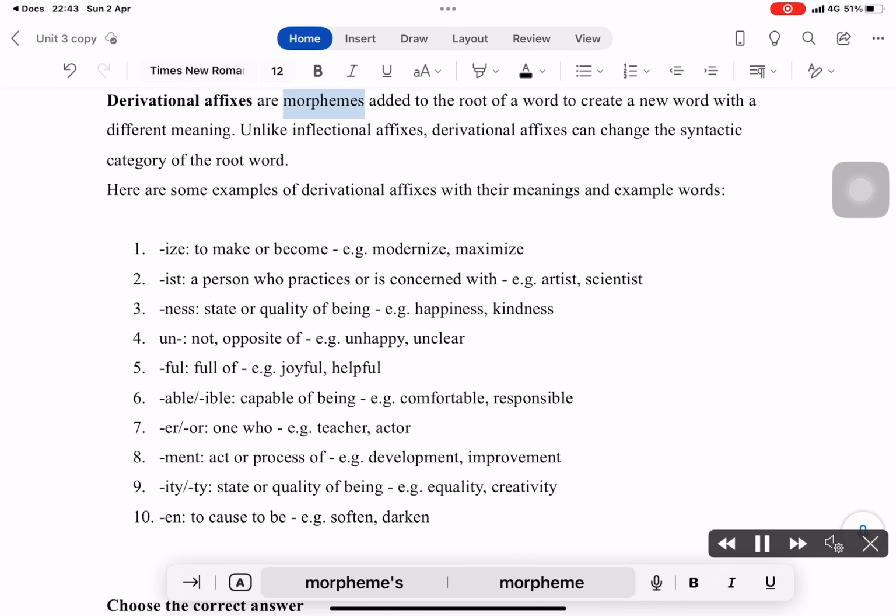Derivational affixes are morphemes added to the root of a word to create a new word with a different meaning. Unlike inflectional affixes, derivational affixes can change the syntactic category of the root word. Here are some examples of derivational affixes with their meanings and example words. Ize, to make or become, e.g. modernize, maximize. Ist, a person who practices or is concerned with, e.g. artist, scientist. Ness, state or quality of being, e.g. happiness, kindness.